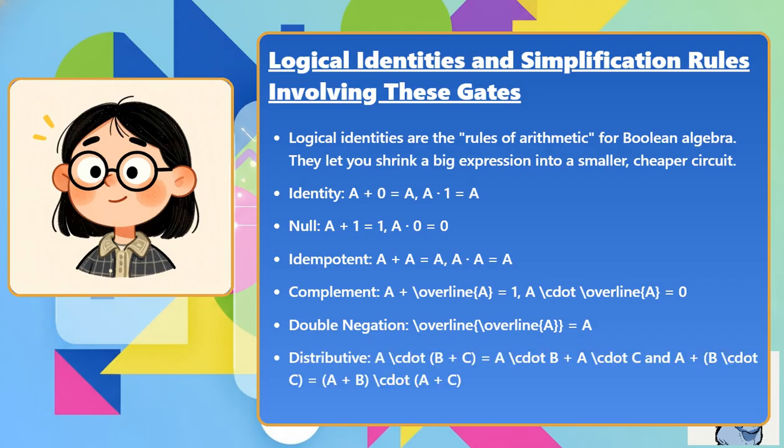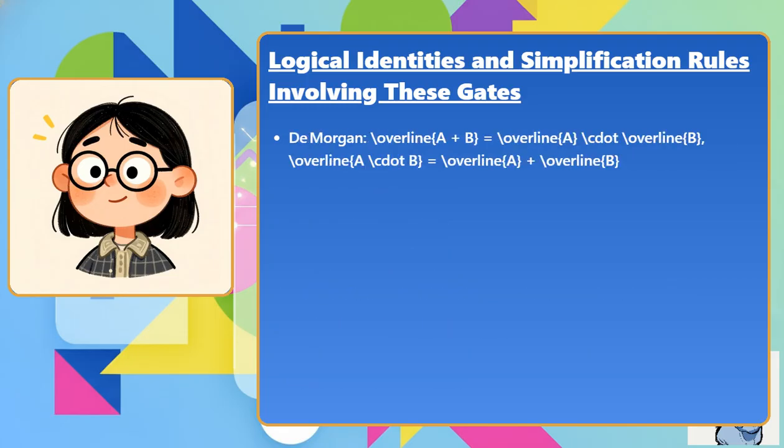Distributive: A and (B plus C) equals (A and B) plus (A and C), and A plus (B and C) equals (A plus B) and (A plus C). De Morgan: not (A plus B) equals not-A and not-B, not (A and B) equals not-A plus not-B. Absorption: A plus (A and B) equals A, A and (A plus B) equals A.